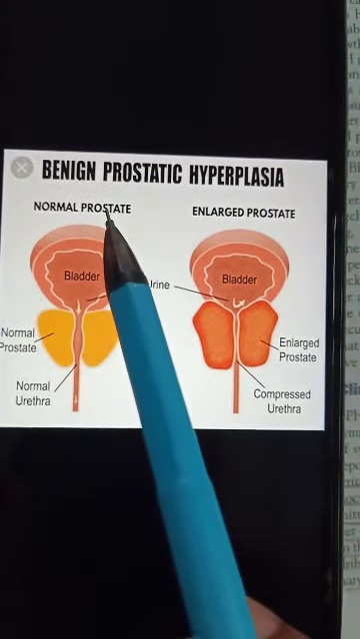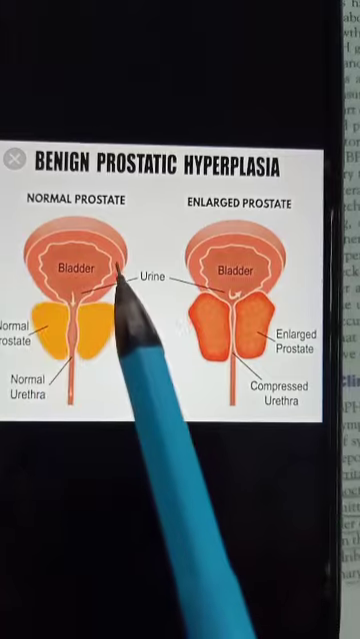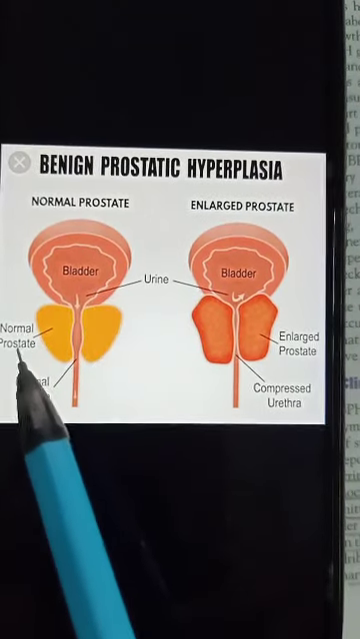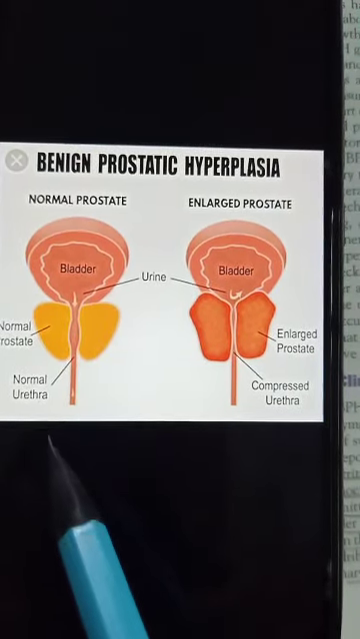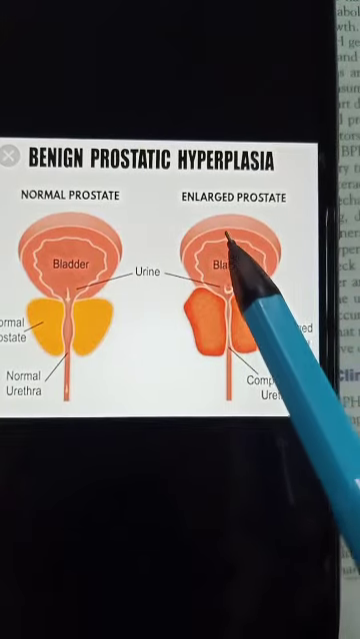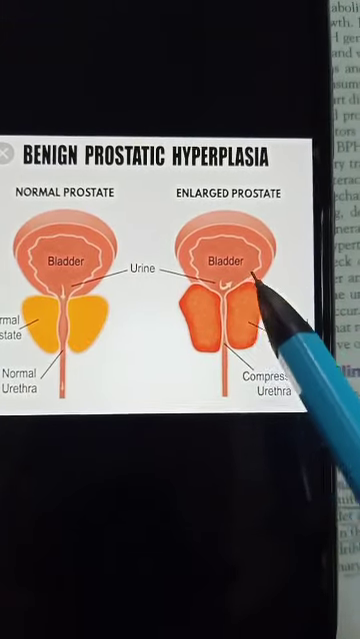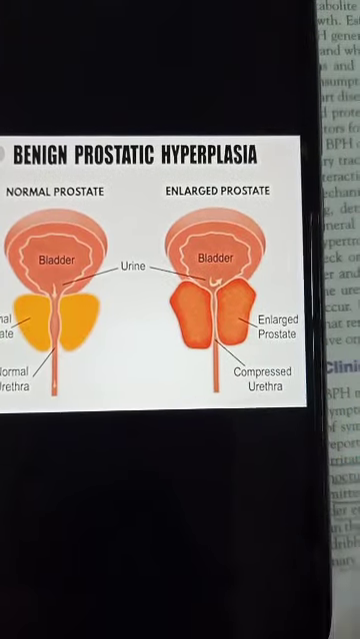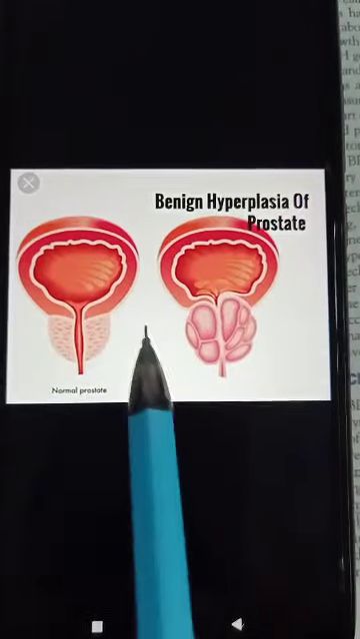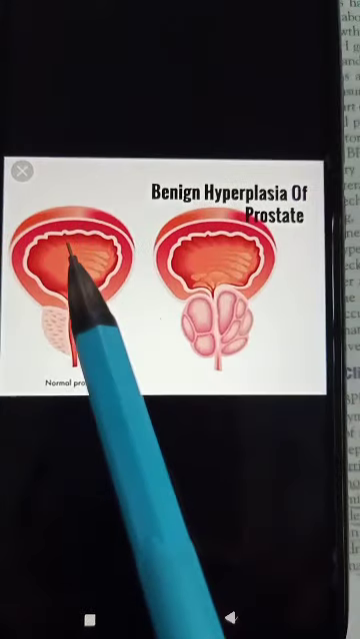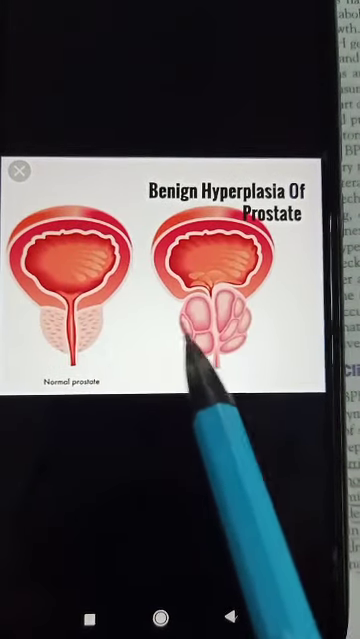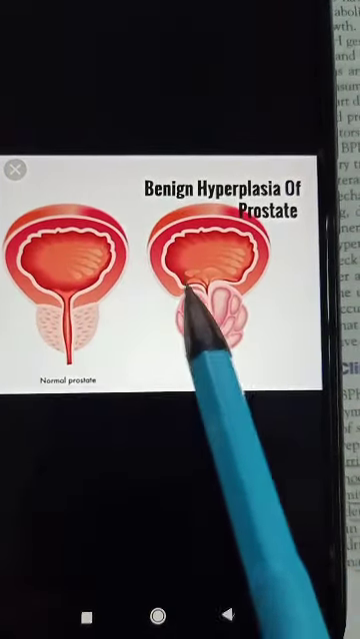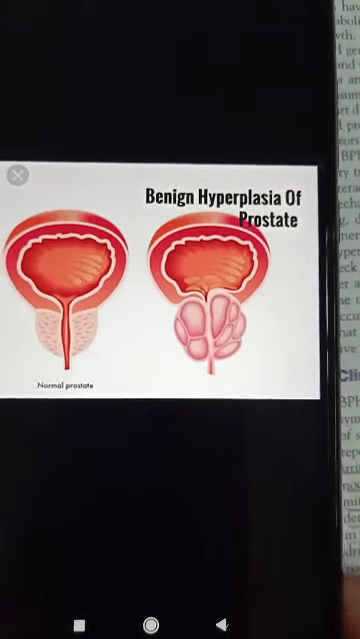So this is the normal prostate and this is the enlarged prostate. Okay, this is the bladder, this is the urine, this is the normal prostate, normal urethra. But in this case this is the bladder, this is the enlarged prostate, and the urethra is compressed. So here you can see the same thing. This is the prostate that is enlarged. So this is what we call benign hyperplasia of prostate.